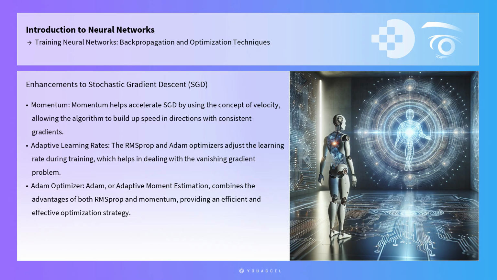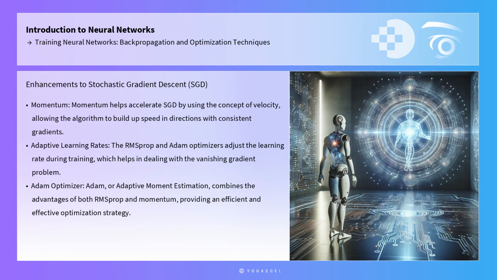Further enhancements to SGD include the introduction of momentum and adaptive learning rate methods. Momentum helps accelerate SGD by using the concept of velocity, which allows the algorithm to build up speed in directions with consistent gradients, helping to overcome local minima and reach convergence faster.